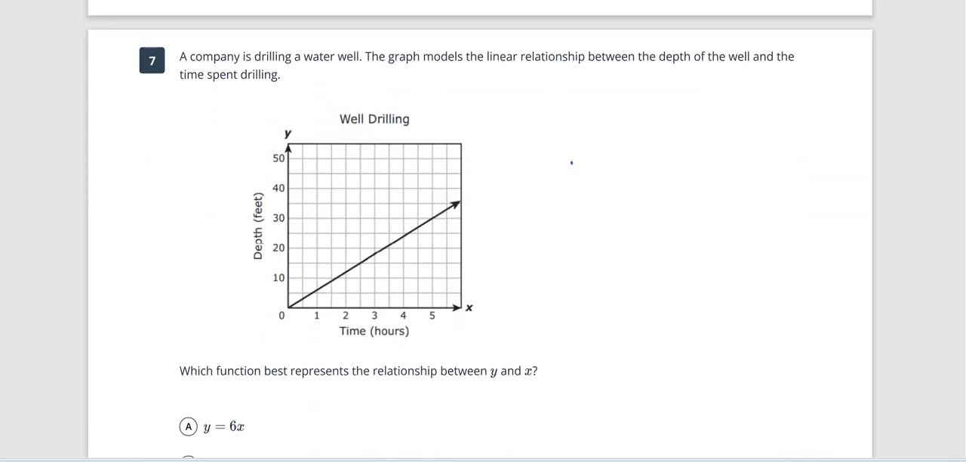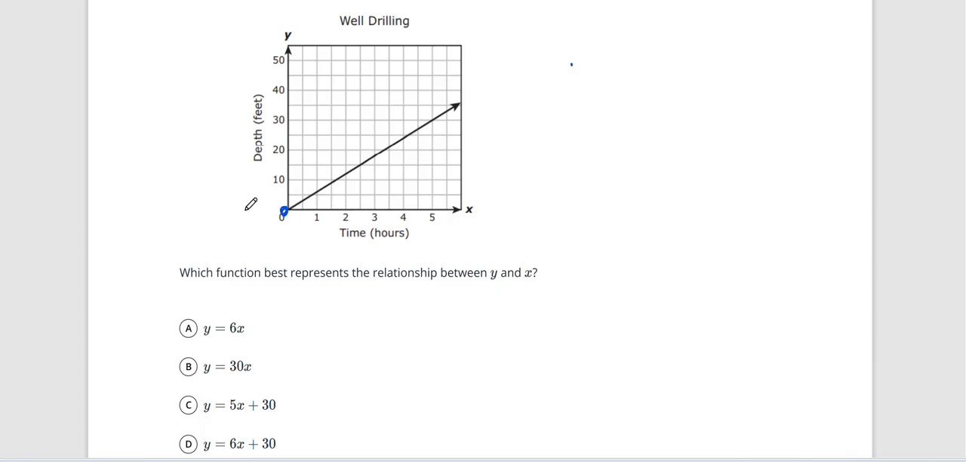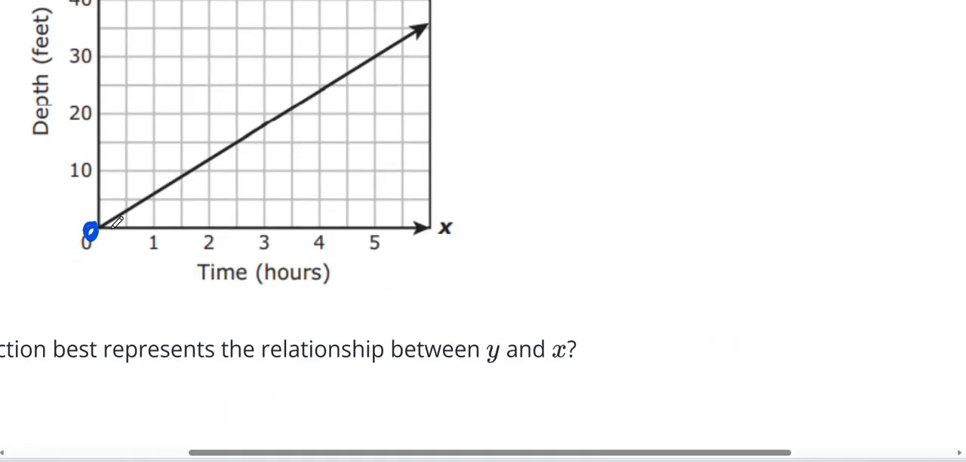Okay, time out. A company is drilling a water well. The graph models a linear relationship. So we're just going to get two points, guys, automatically. That's easy. So get that coordinate right there. I'm going to go with 0, 0. I'm going to zoom in and follow it to where it crosses in a corner, one of these corners. All right, that's what I'm looking for. Oh, perfect right there.